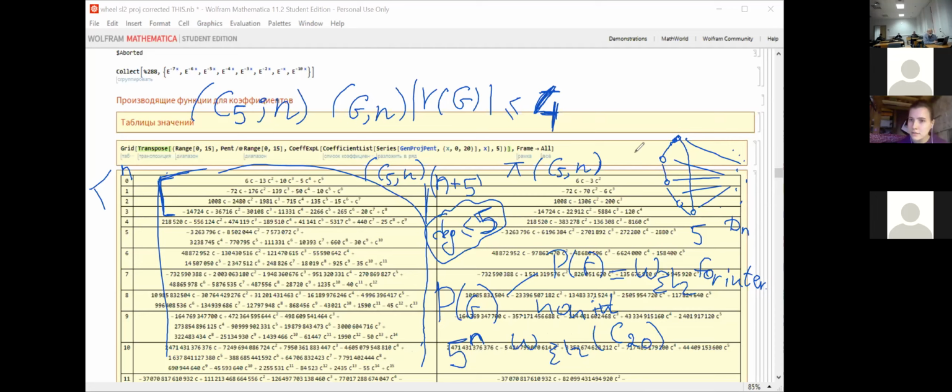Well, I think next time I will repeat why it's important for us, and I will say some words about the proof of the theorem that states that the values for these graphs are like this.